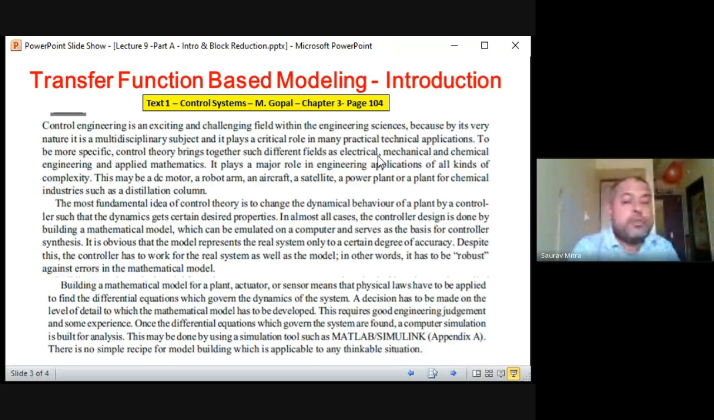Once the differential equations which govern the system are found, a computer simulation is built for analysis. This may be done using simulation tools such as MATLAB and Simulink. Simulink is a very good tool. Many of you have already done the Onramp Simulink course and submitted the certificate.